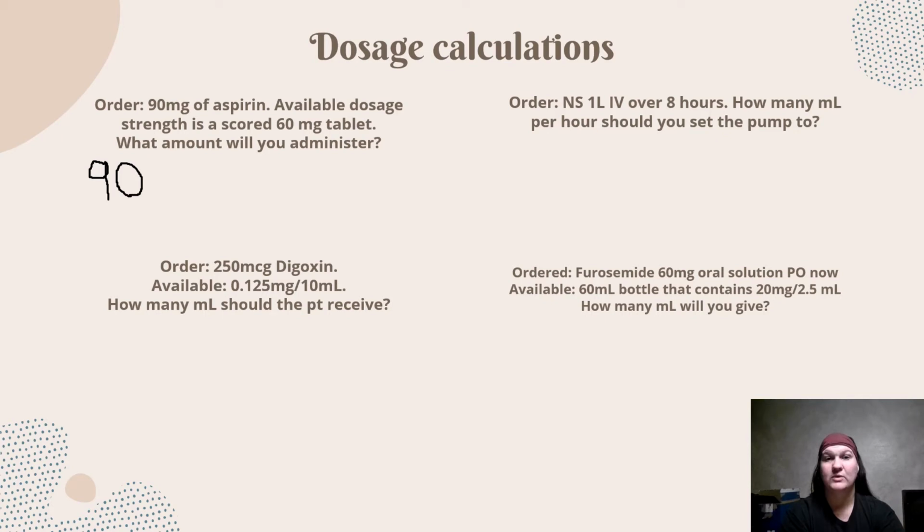What do we have? Well, we have a 60 milligram tablet. Again, I'm sorry guys for the handwriting. So how many tablets will we give? Well, we have to divide 90 by 60. 90 divided by 60 equals 1.5. So if it's a scored tablet, we can give a half a tablet. 1.5 is your answer.